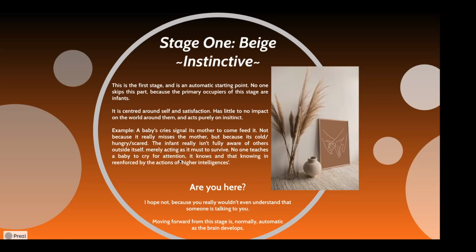So are you here? I hope not. If you're at this stage, you probably don't even know what I'm saying. You're probably not even aware that there's a computer monitor in front of you. It's really focused on the self. As we go through this, you're going to notice that the stages fluctuate from internal to external, to selfish to selfless. So stage one is selfish. It's not in a bad way. It's literally because they are not aware fully of anyone else around them.